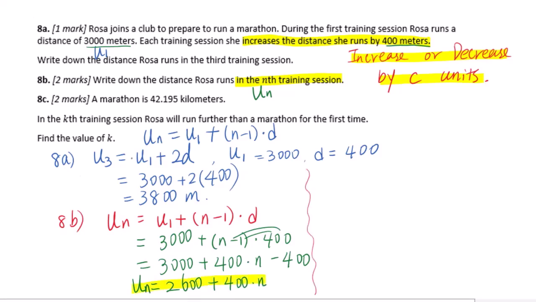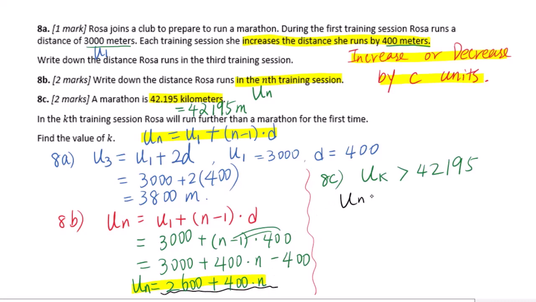Let's go to 8C. A marathon is 42.195 kilometers. We need to change this into meters. That is 42,195 meters. In the kth training session, Rosa will run further than a marathon for the first time. Find the value of k. For 8C, we know Uk greater than 42,195. Since we already figured out the general form, Un equals 2,600 plus 400 times n.